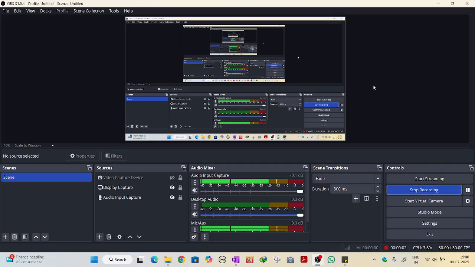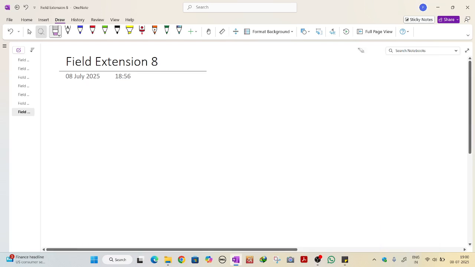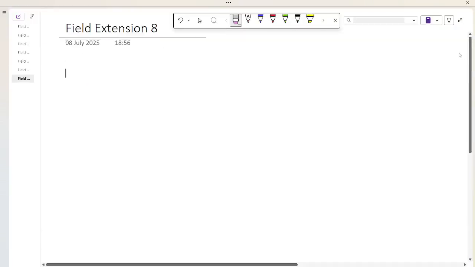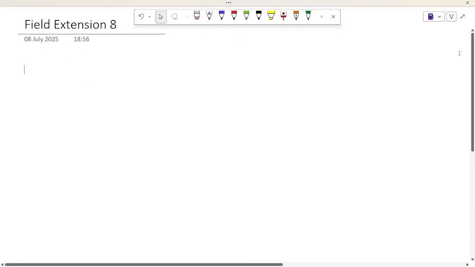So, welcome everyone to the current lecture on field extensions. Today we will talk about some important results and definitions of field extensions. First of all, let me define what a finitely generated extension is.